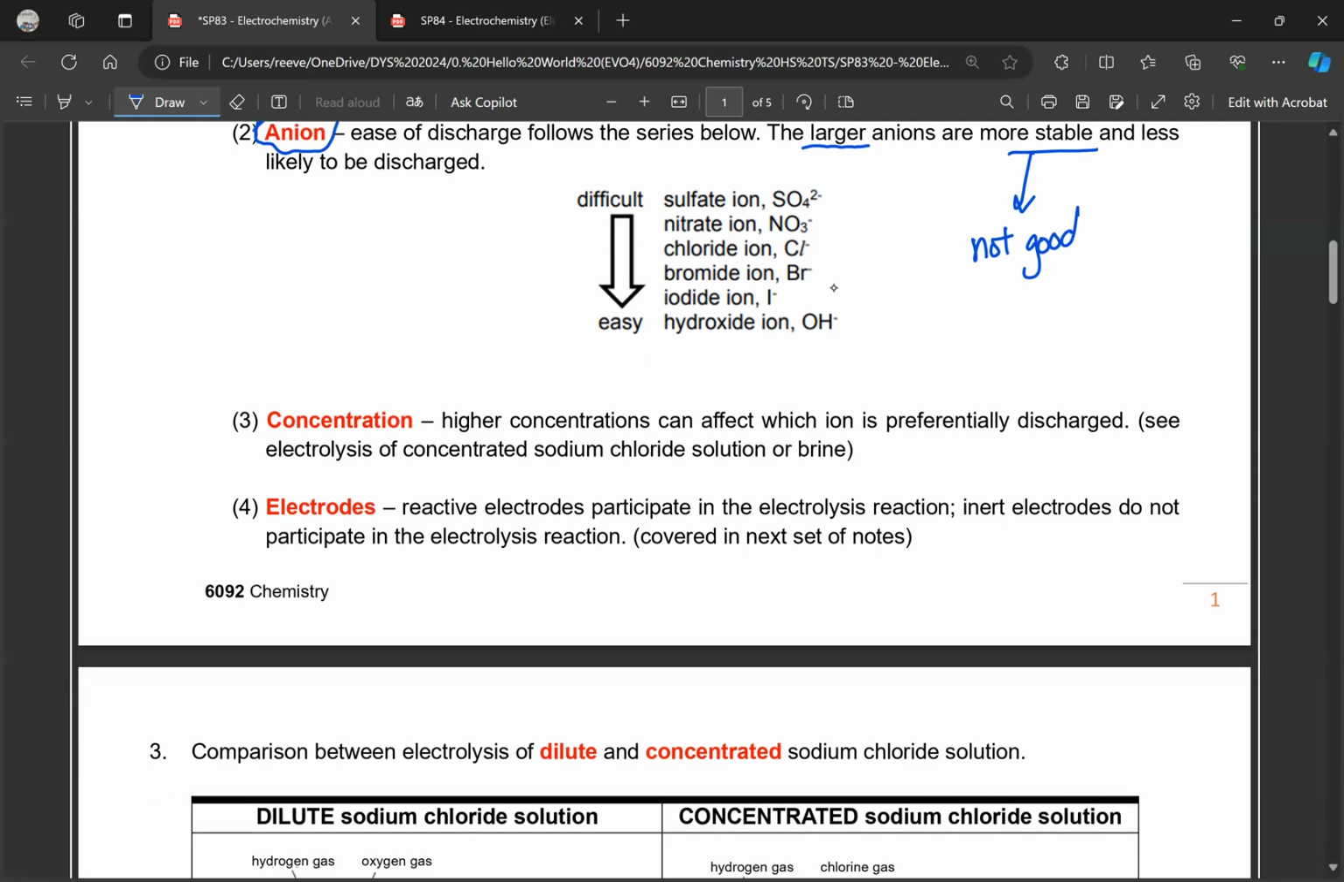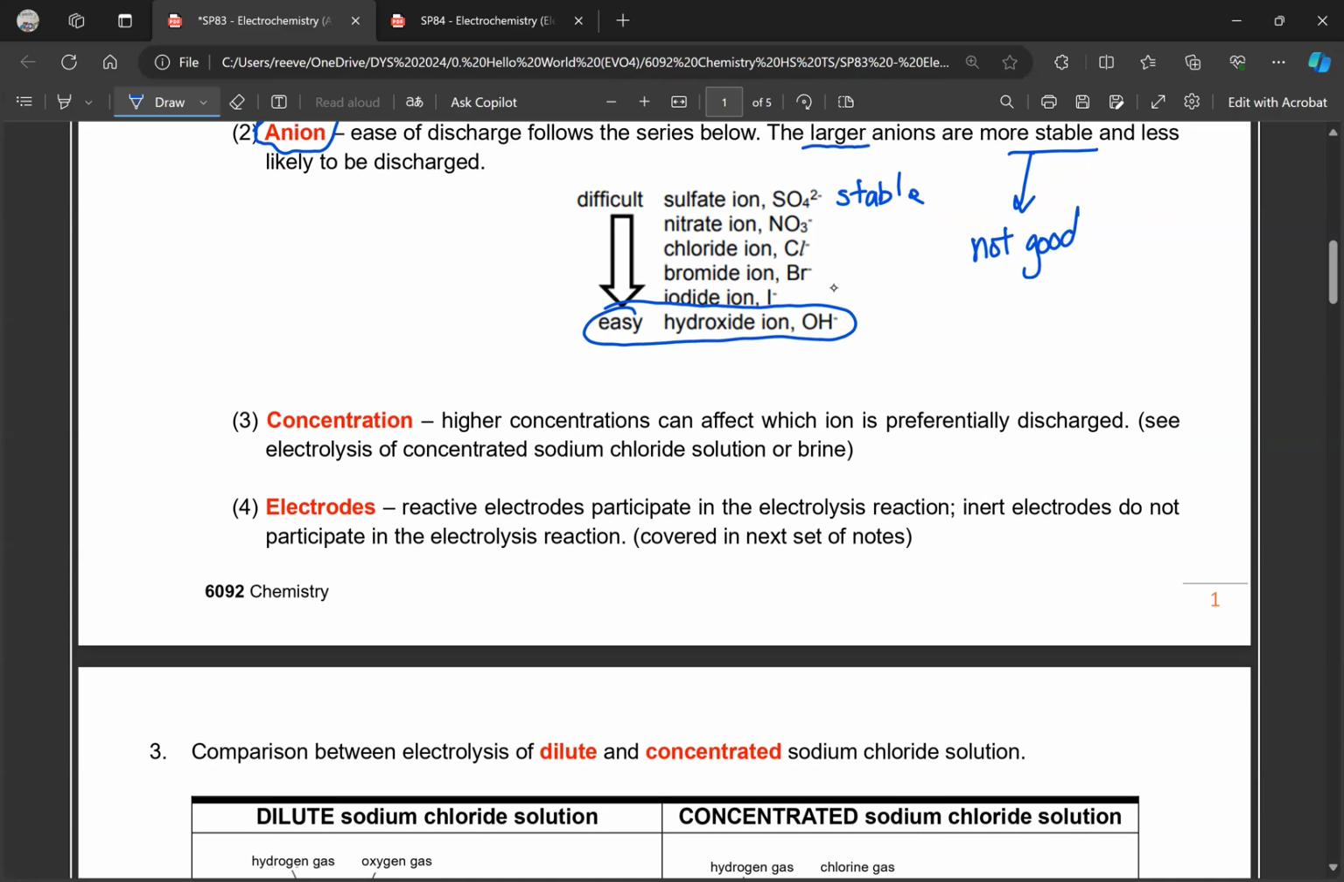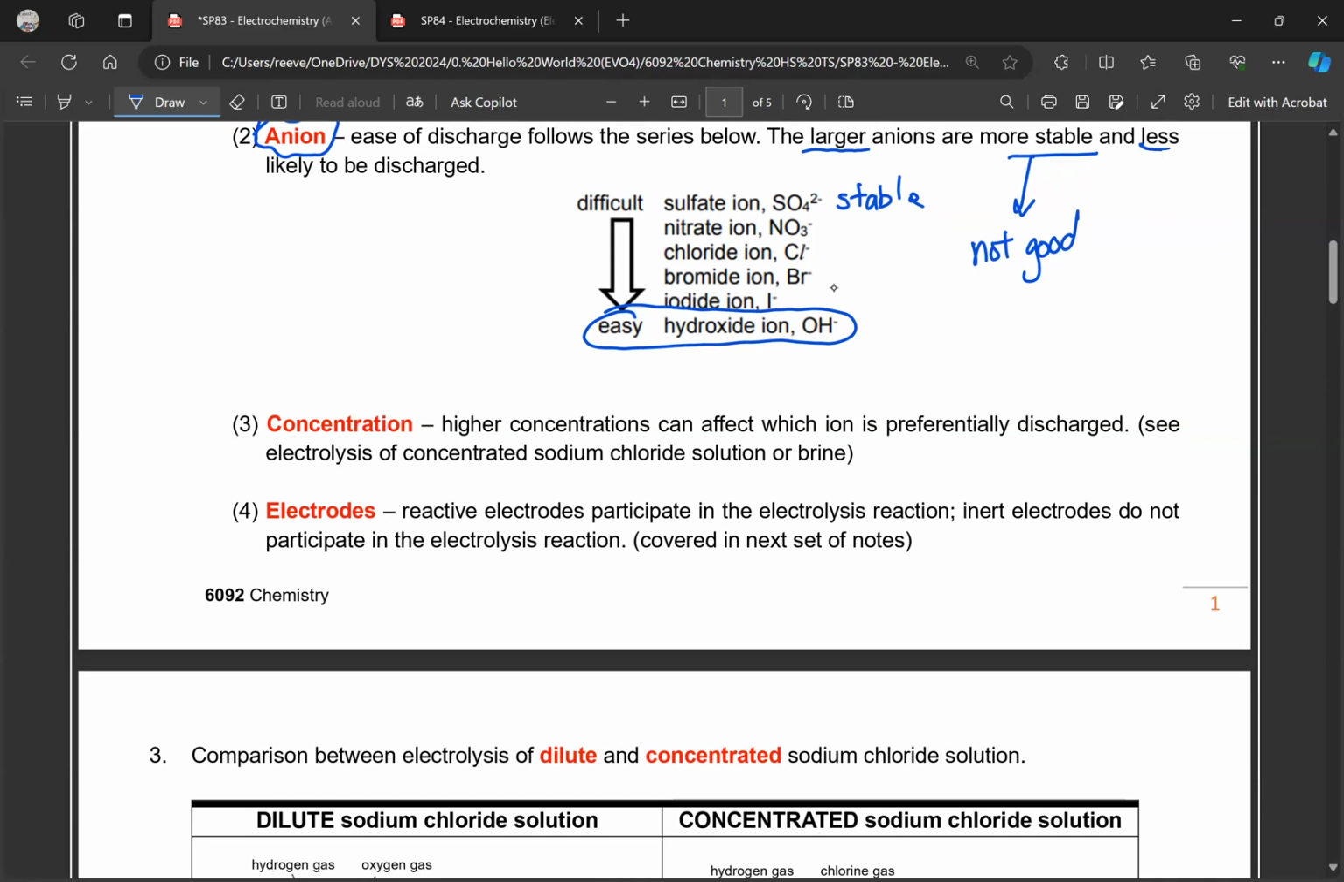Okay, so this one is very stable because it's very big. You look at the number of oxygen, it has 4 oxygen. The size is very, very big. So sulfate is rarely discharged. But on the other hand, hydroxide has a very high chance, it is easy for hydroxide to discharge. Based on size, the bigger, the more stable. And more stable means less likely to be discharged.